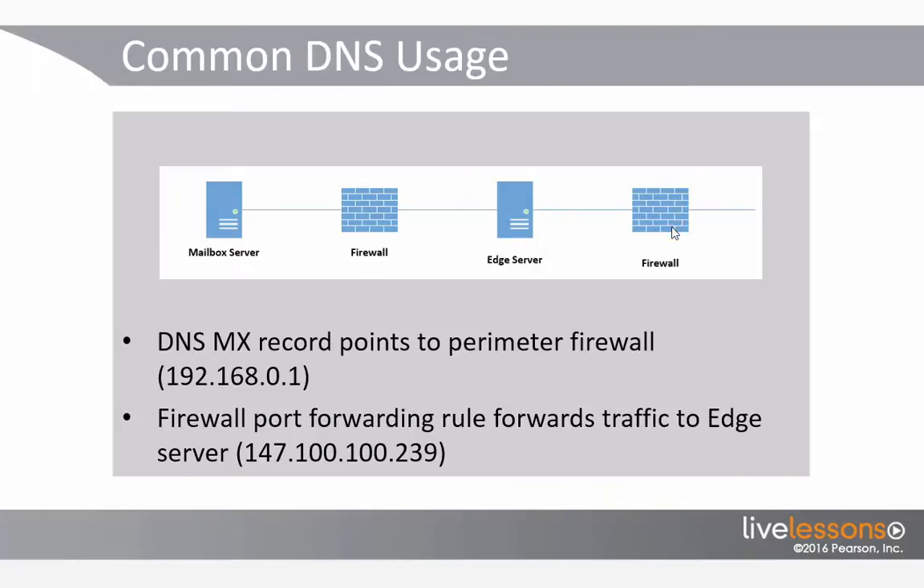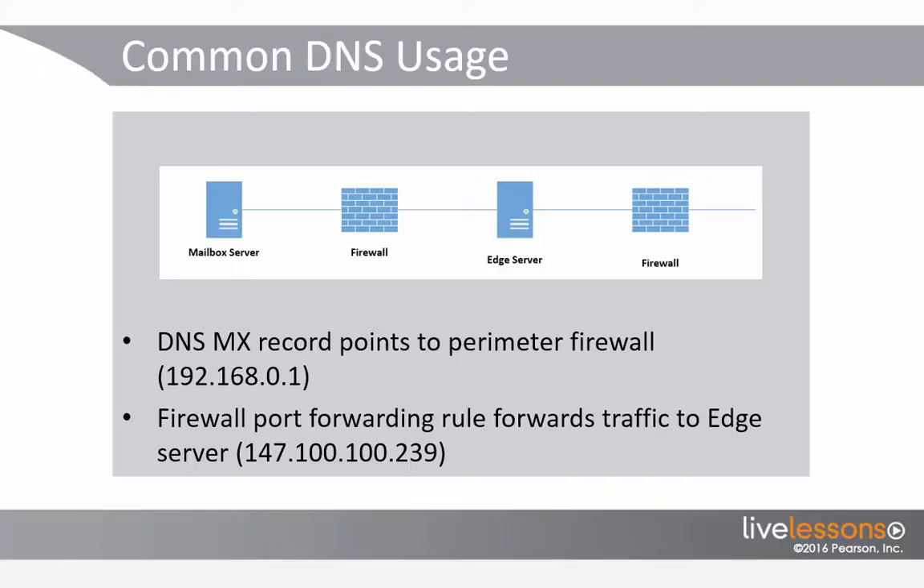So what happens then? Well, the firewall would need to be configured with a port forwarding rule that would forward mail from the firewall to the edge server. And then from there, the edge subscription would take over and would make sure that those messages get moved to a mailbox server, which in turn places the mail into a recipient's mailbox. So let's take a look at how this all works.